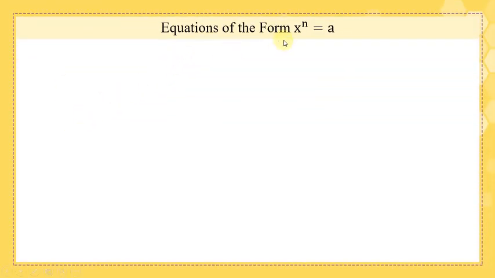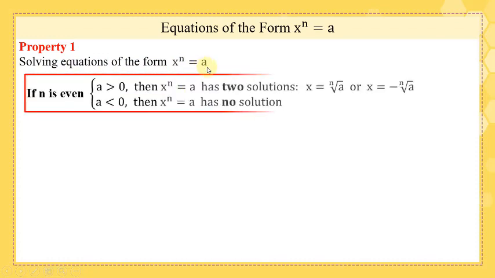Equations of the form x to the power n is equal to a. Property: solving equations of the form x to the power n is equal to a. If n is even and a is positive, then x to the power n is equal to a has two solutions: x equals nth root of a or x equals minus nth root of a. If a is negative, then x to the power n is equal to a has no solution.